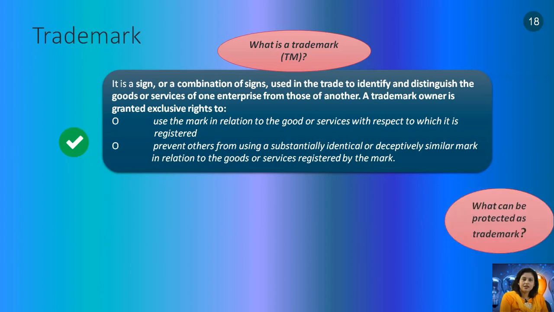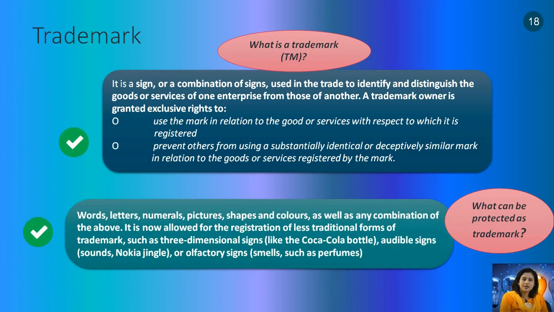Now, what can you protect by a trademark? We can protect words, letters, numerals, pictures, shapes, and colors, as well as any combination of the above. It is now allowed to register less traditional forms of trademark such as 3D signs like the Coca-Cola bottle, audible signs like sounds, the Nokia jingle, or olfactory signs like smells such as perfumes.